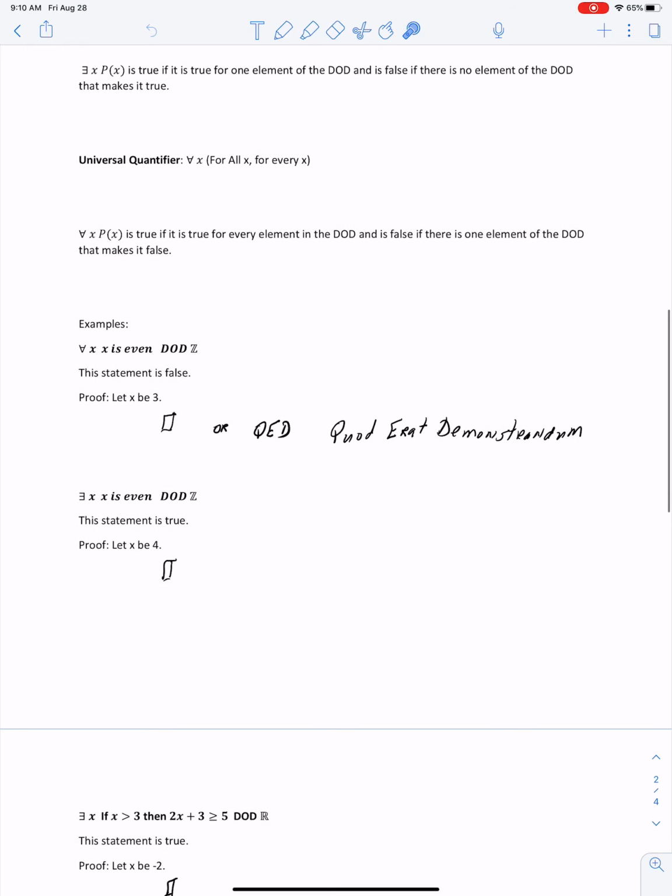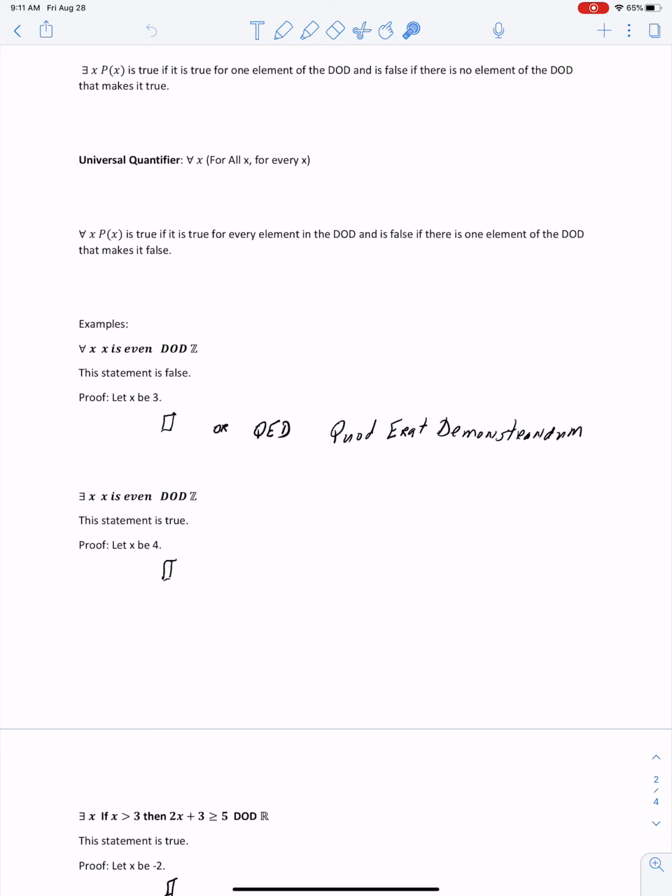All right, let's look at another example. Now, we're going to use the same propositional function, X is even. We're going to use the same domain of discourse, the integers, but now we're going to put the existential quantifier in front of it. There exists. So this statement says, there exists an X such that X is even. Again, it's understood that that X has to come from the domain of discourse, which is the integers. Now the question is, is this statement true or false?